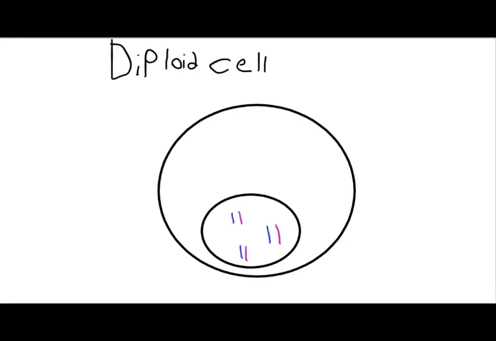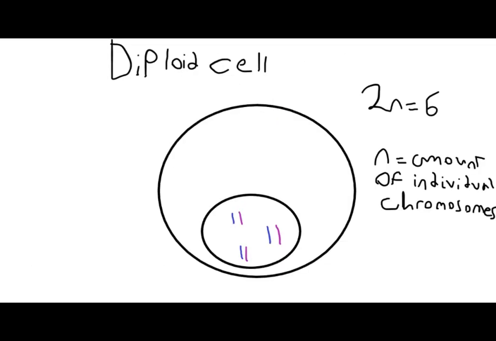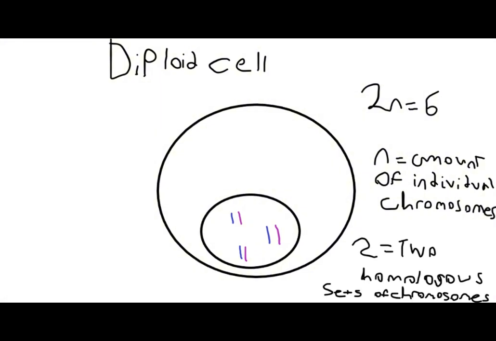Now, some background. Ian is a diploid cell and has a diploid number of 2n equals 6, where n is the number of chromosome sets present and 2n represents the two homologous sets of chromosomes Ian has, with 3 chromosomes in each set giving us 2n equals 6.